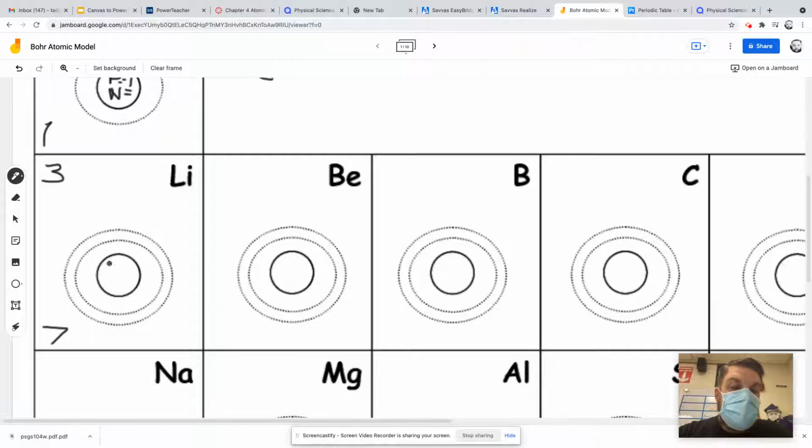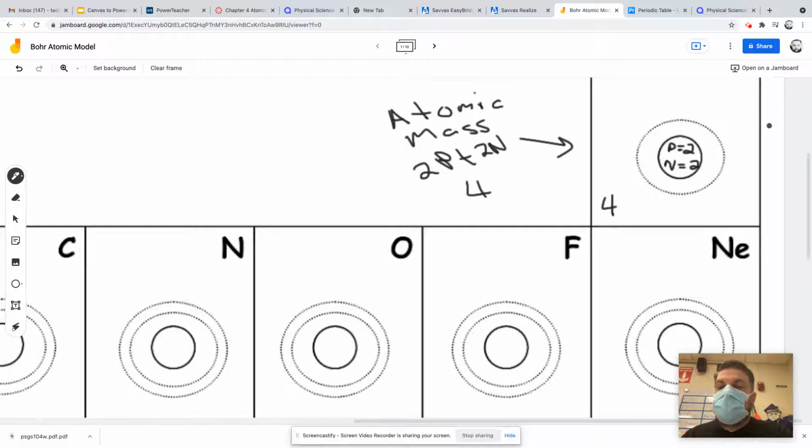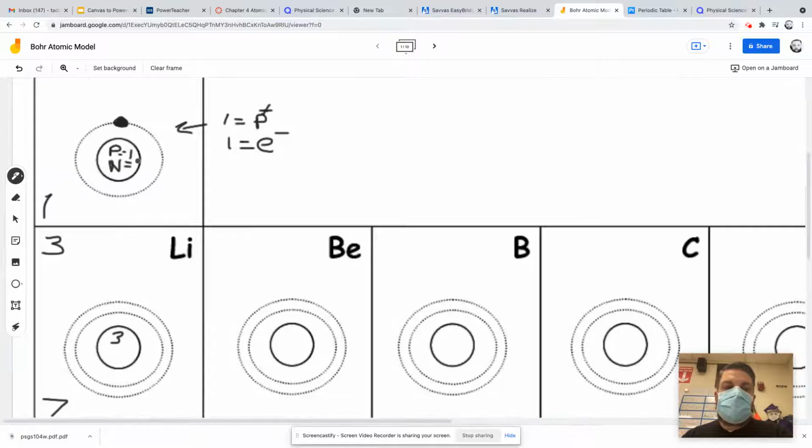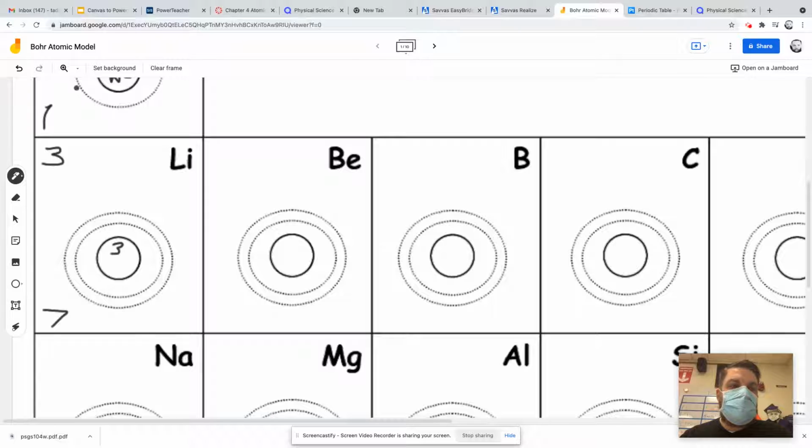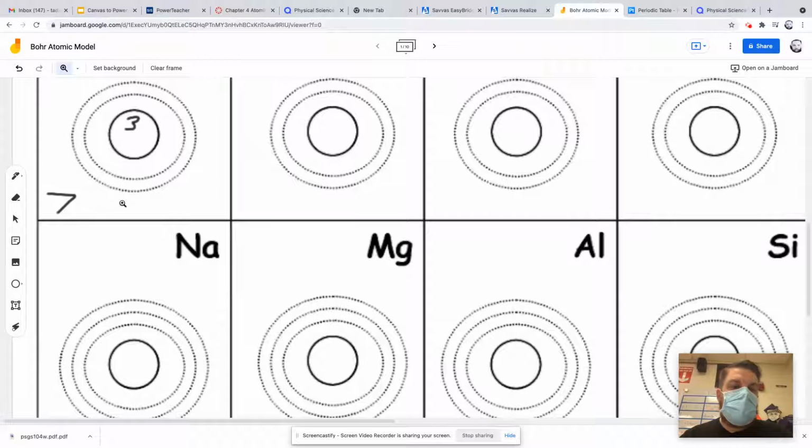So what that tells me is that I have 3, oh, I didn't finish helium, did I? If I have 2 protons, how many electrons do I have? 2. So I've got to put 2 electrons in here. So remember, the number of electrons has to equal the total number of protons. All right? So if I get to lithium, I have 3 protons. Let me zoom in a little bit more. So I have 3 protons.